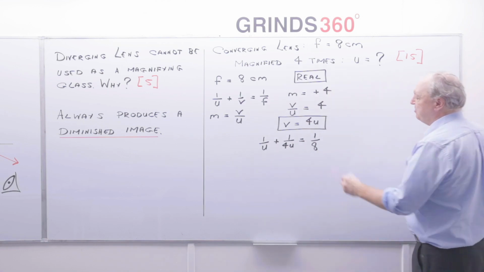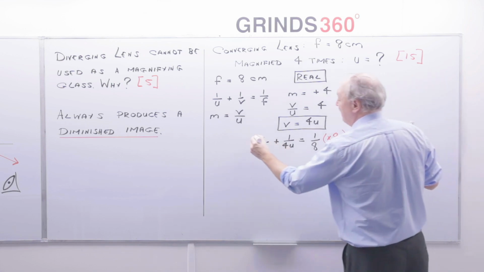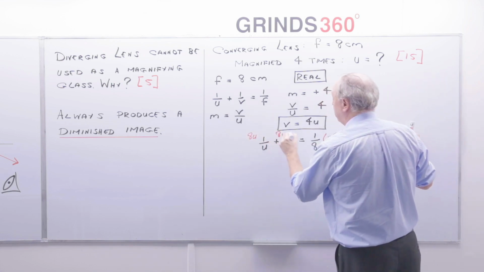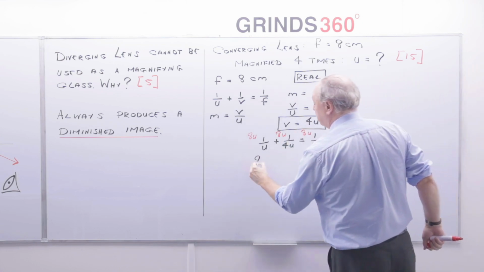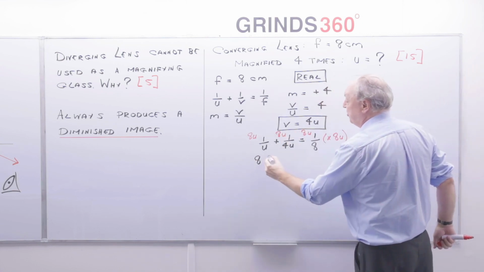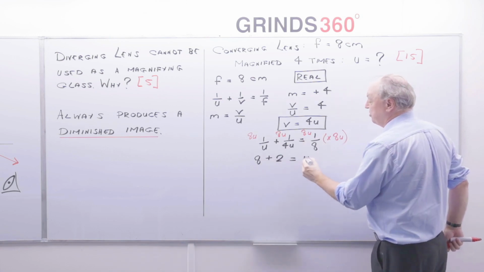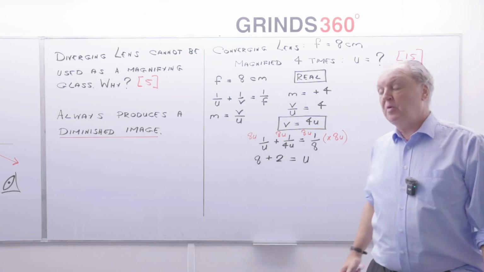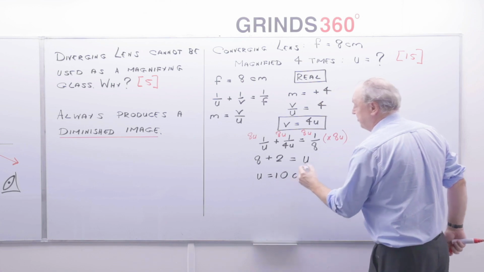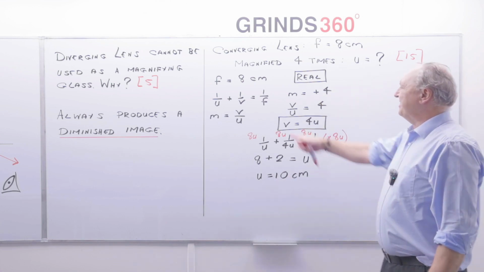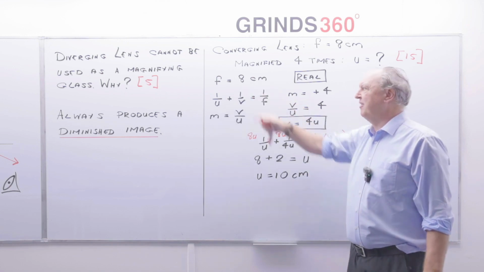And what will I multiply across by? We'll multiply right across by 8u. So multiply every term by 8u. And that will get rid of all the fractions for me. So u into 8u goes 8 times. 4u into 8u goes 2 times. And 8 into 8u goes u times. So you can see there that I end up getting u is equal to 10 centimeters. That there is outside the focus, between f and 2f.